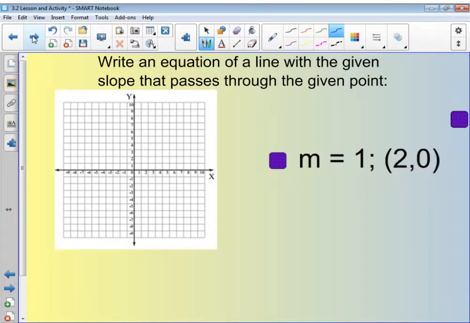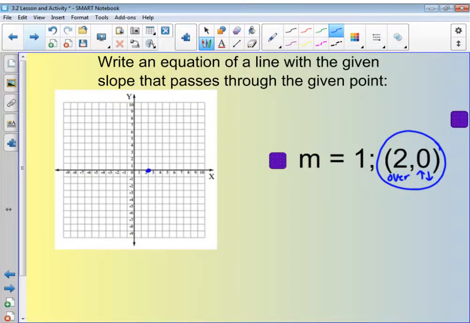So when we work off of these, we will always start with the coordinate set first, because that's going to be our starting point to go from with our slope. So I have 2, 0. Just a reminder, when you work coordinates, it's always over and then up or down. So I'm going to go over to 2 on my X line, and then I'm not going up or down any. So there's my point.